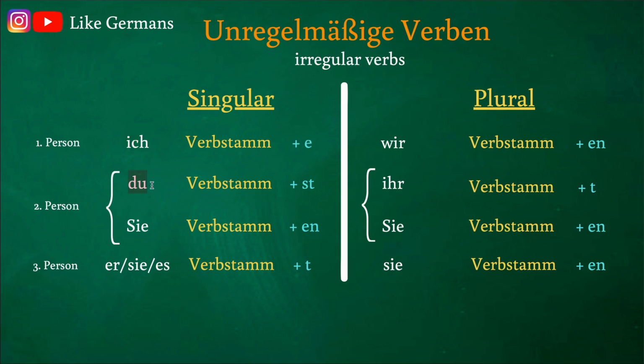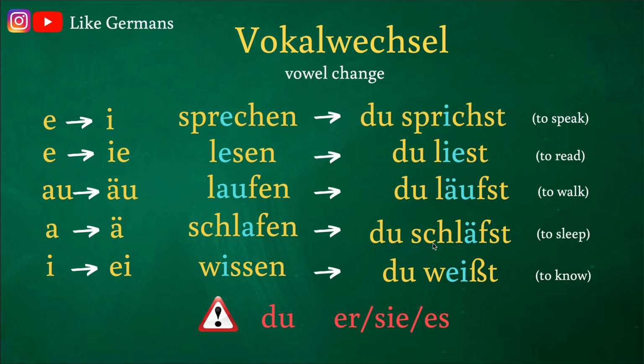When the subject is ich, the verb will end with e. When it is du, the verb will end with st. When it is sie, it will end with en. When it is er, sie, or es, it will end with t. When it is wir, it will end with en. When it is ihr, it will end with t. When it is sie, it will end with en. So, the difference now with the irregular verbs is that we have a vowel change.